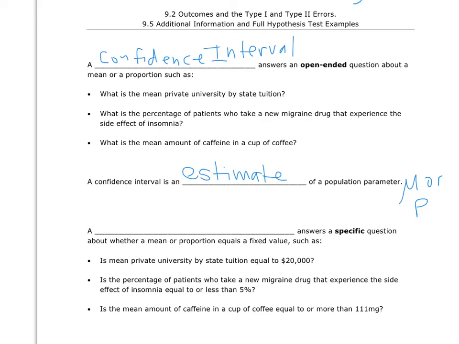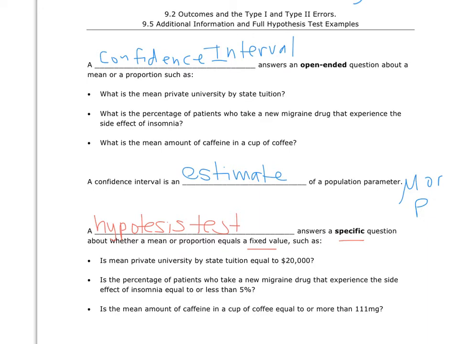Now let's talk about a hypothesis test. It answers a question as well, but it answers a specific question about whether a mean or proportion equals a fixed value. So a question like, is the mean private university by state tuition equal to $20,000? That $20,000 is the fixed value, and we're specifically asking whether this mean is equal to that.